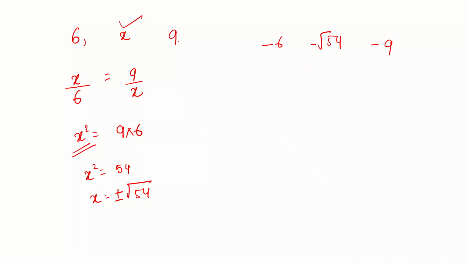I personally feel that both of these should be taken, plus as well as minus, because in any of those cases our x will be the geometric mean and 6, x and 9 will form a geometric progression. So I take both, but you follow whatever convention you want, or whatever your teachers suggest. So that's up to you.